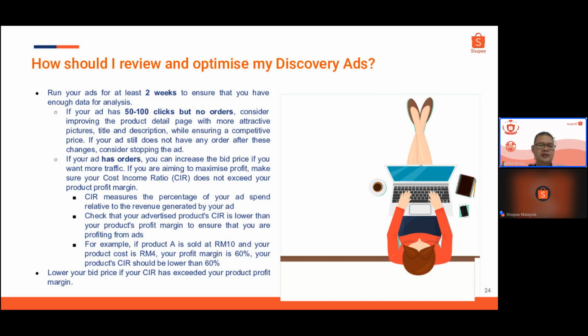So let's say there are clicks but no sales, which means something is wrong. The good thing is people like your product. Your product is already attractive for them to click in, but they don't convert. So we need to find out the answer. Sometimes maybe it's the offer or the price or something else. And the next thing is, if your ads have orders, you can increase the bid price.